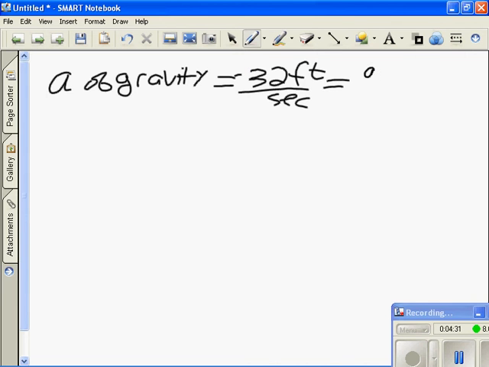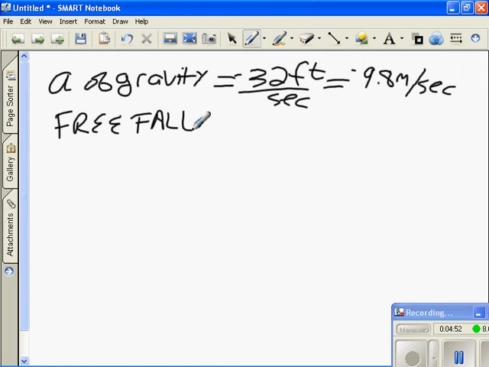But that works out to be about 9.8 meters per second. 9.8 meters is about the same as 32 feet within a couple centimeters. We're just going to round off. So if I have something that is falling under the influence of gravity, by the way, we give it a special name, free fall, there will be an acceleration in the downward direction of 9.8 meters per second squared. Did I write meters per second? Shame all over me.